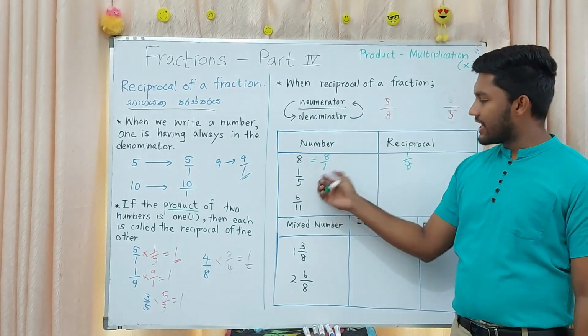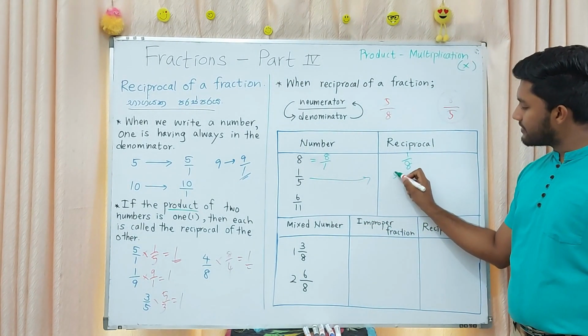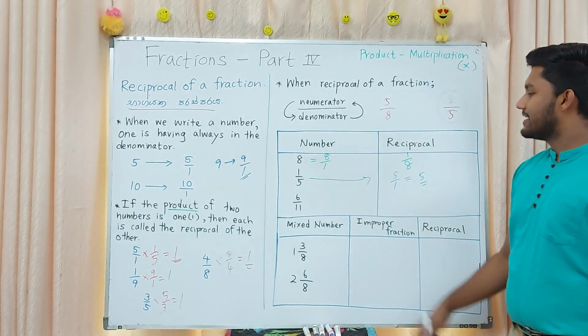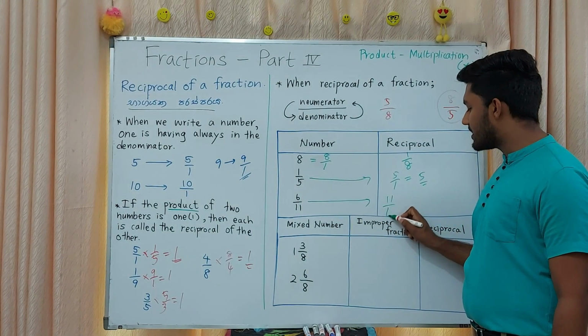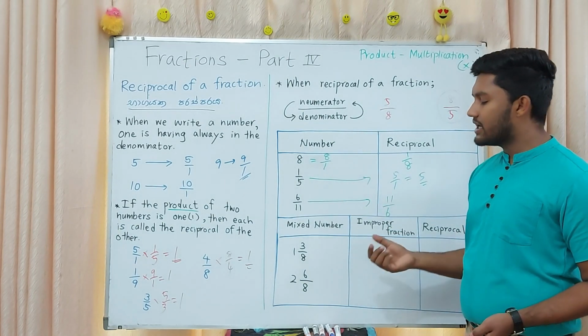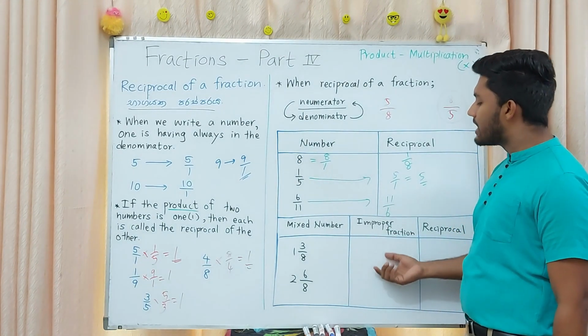Like that way we can get 1 over 5. The reciprocal of 1 over 5 is 5 over 1, that is 5. Then the reciprocal of 6 over 11 is 11 over 6. These are the proper fractions. Here we want to get the reciprocal of improper fractions also.